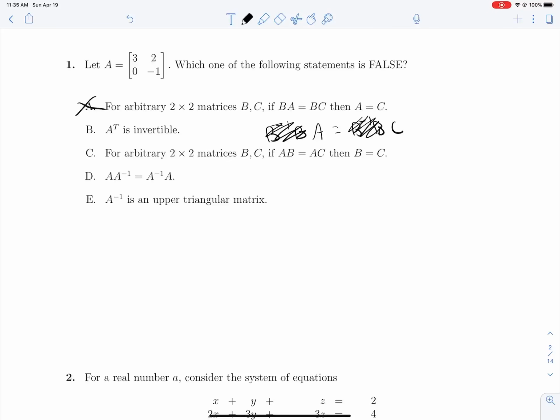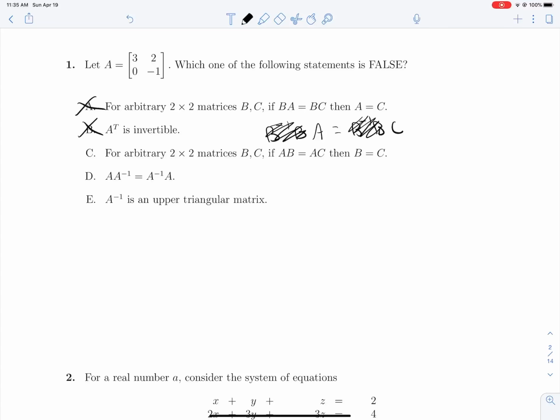Here's our matrix A. We know this to be invertible because its determinant is non-zero. It has a determinant of -3. And likewise, A transpose must be invertible. We can take A transpose, and that gives us 3, 2, 0, -1, which gives us the same determinant of -3. So that is also true, so it's not our correct answer choice.